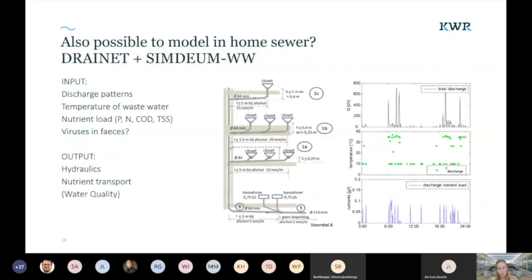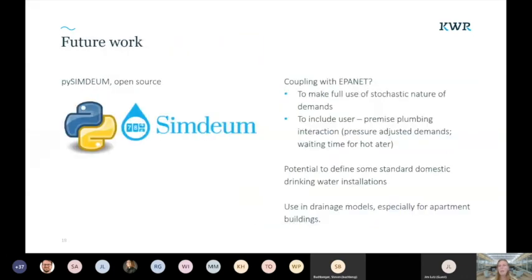Another thing I'd like to do, haven't done yet, is put SimDeum also into discharge patterns and look at in-home sewers, especially in apartment buildings. So some future use, we're working towards that, hopefully this year. And some other future work is that by the end of the year, we hope to have SimDeum available in Python as an open source project, and we'd like to see people contributing to that.